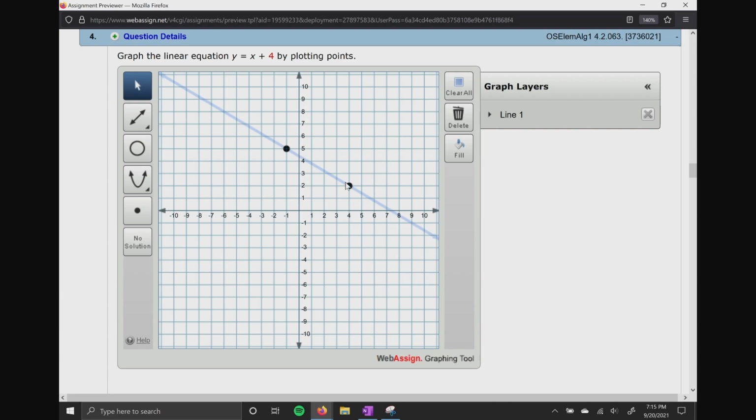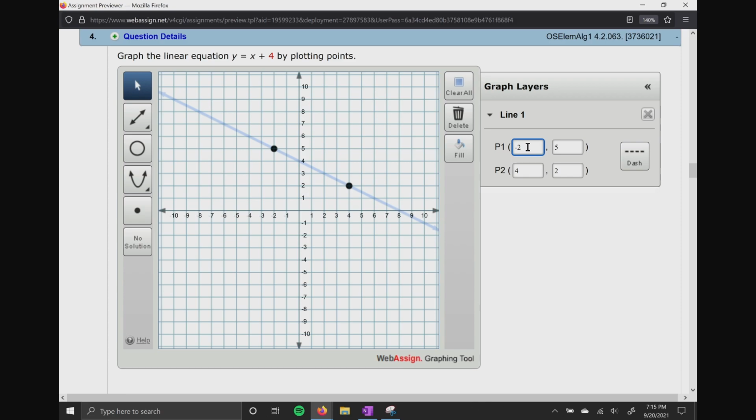And how I change them is I come over here to the right-hand side where it says graph layers, and there's a little arrow next to line 1. When I click on that arrow, P1 and P2 pop up. Okay? And what I'm going to do is change P1, which stands for point 1, and P2, which stands for point 2, to the points that we calculated. So the first one's going to be -2, 2, and then point 2 is going to be 2, 6.